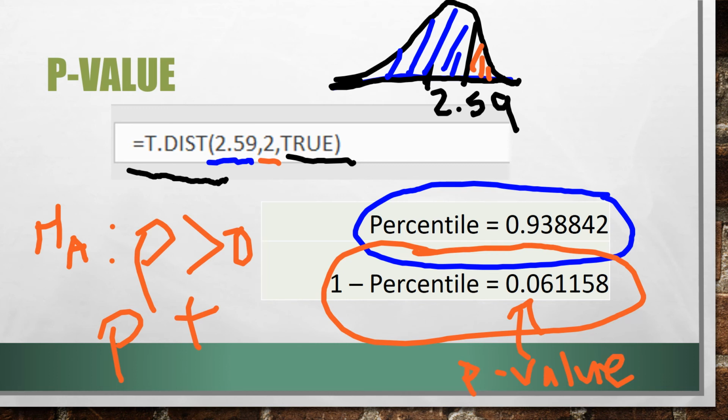And if we had a less than alternative hypothesis, then it would just be the blue. So if we thought rho was less than 0, it would just be this blue area. And then if we had a not equal to alternative hypothesis, then you would want to put the negative version of the t-statistic into Excel and then double that percentile. That's the easiest way to get it. So that's just a little review of how to get p-values. But you can look back into the other videos if you need more information about that.